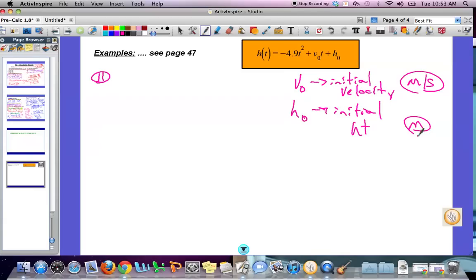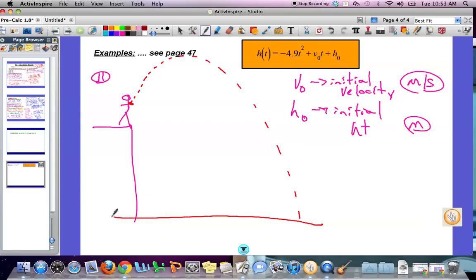So on number 11, they ask you, a stone is thrown with an upward velocity of 14 meters per second from a cliff 30 meters high. The reason I love these is you guys get to see my artistic skills. So this thing is thrown up like this. If you draw a picture, it's going to make these problems much easier, in my opinion. Tell me what exactly is going on.